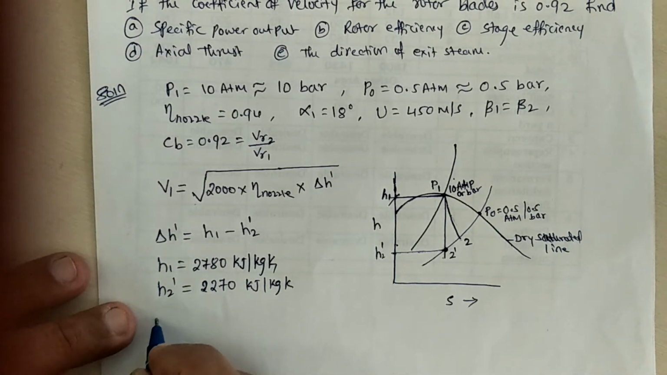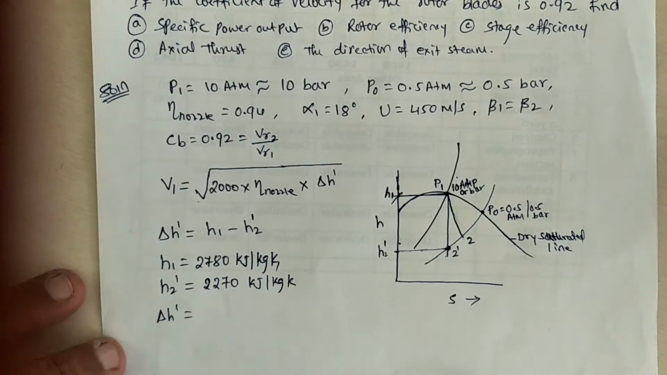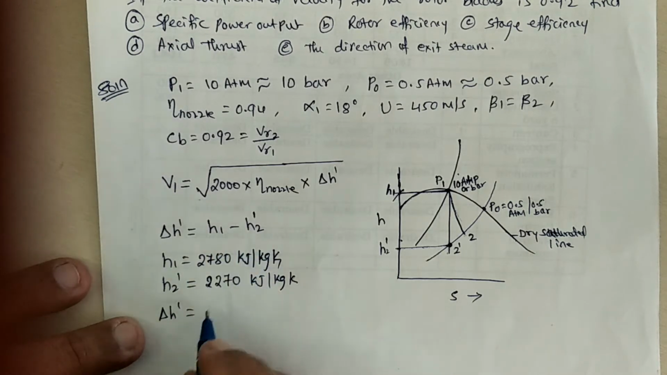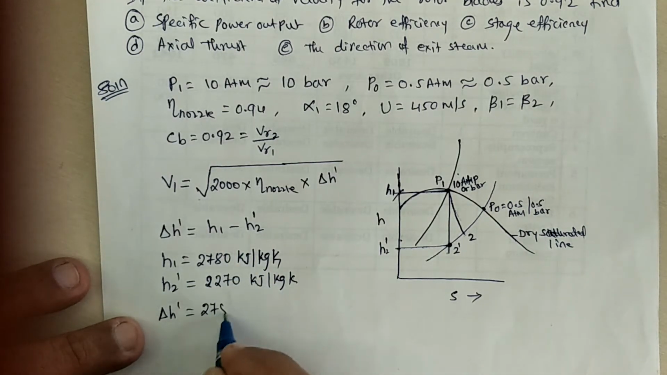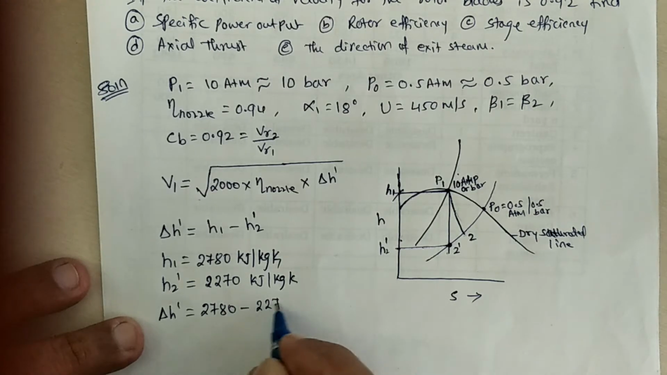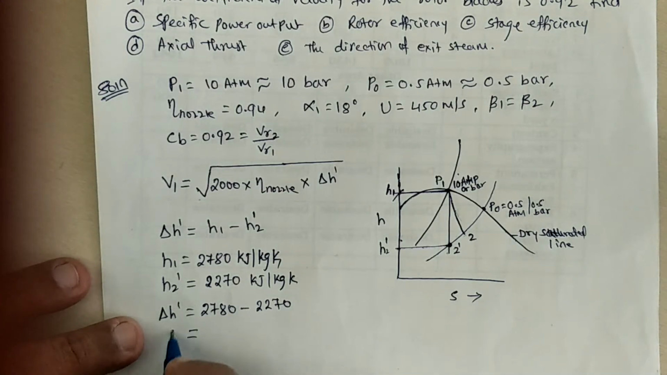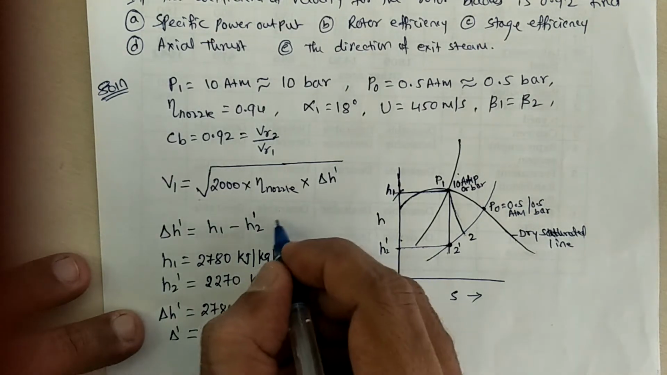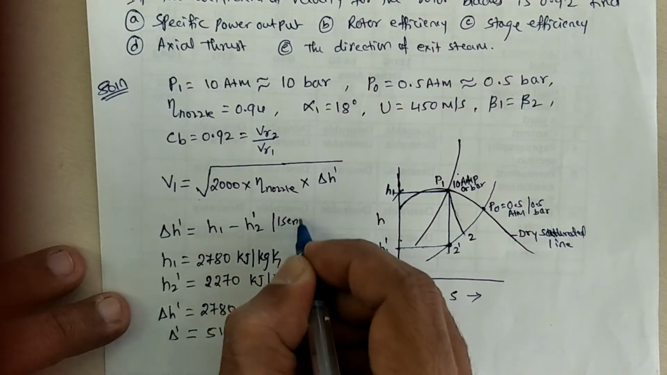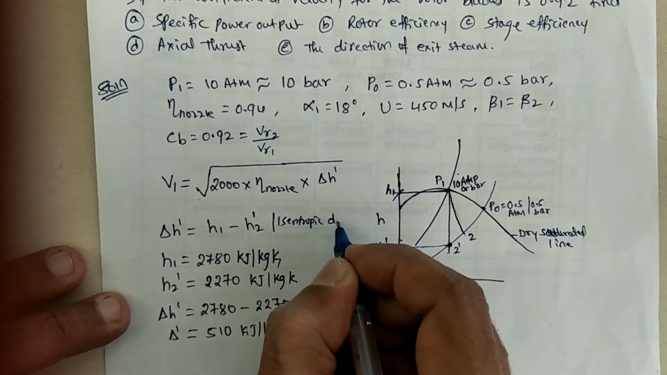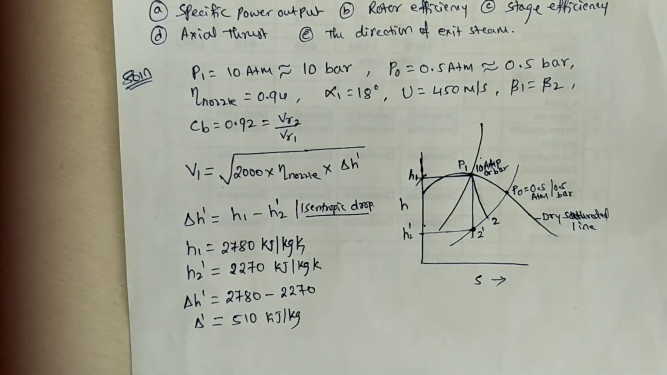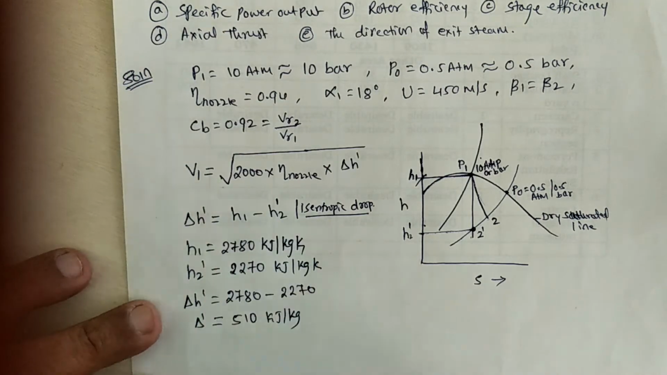Now I am going to calculate delta H dash, that is the isentropic drop. Delta H dash is nothing but the isentropic drop. It is given by H1 minus H2 dash, so 2780 minus 2270. So I will get the value of delta H dash: delta H dash is equal to 510 kilojoules per kg. This is the isentropic drop, because we are not considering the losses there.